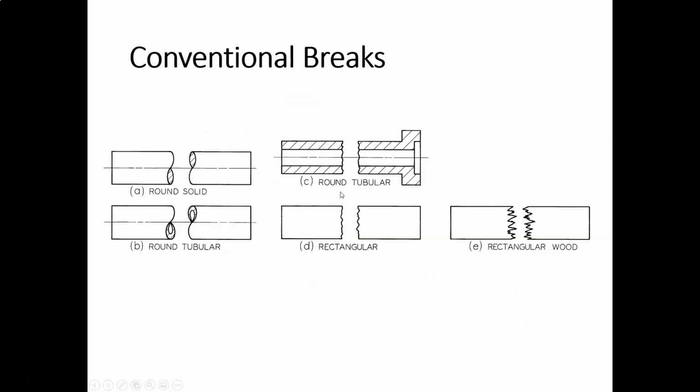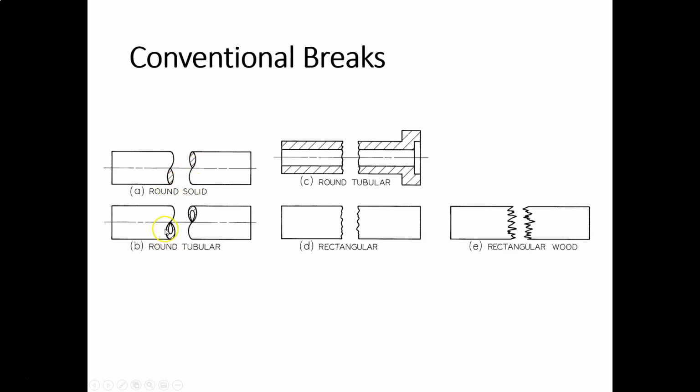And last but not least, just to finish up, just a quick look at conventional breaks. The term conventional breaks is usually used to indicate we have a long part that we want to kind of shorten for drawing purposes. So maybe this round solid bar is very long, and it makes no sense to draw the whole thing, so we can cut out the middle section, shove these two halves together, and then show it or dimension it that way. But when we do that, we want to break the object. So this is a conventional break for a round solid bar.